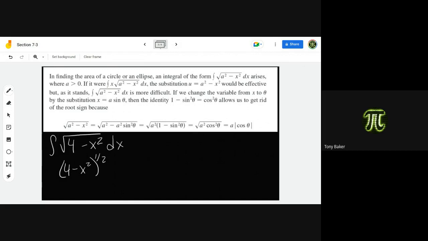So one of the things that a lot of people try to do is u substitution. If you have something inside of something, typically that's one of the methods that you try. So if we try u substitution, let's say u is 4 minus x squared. So then du would be what?